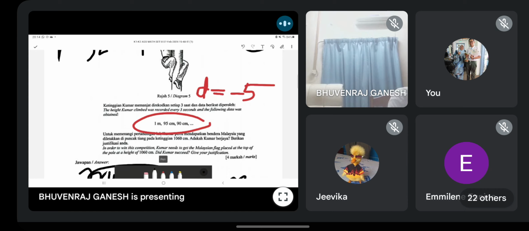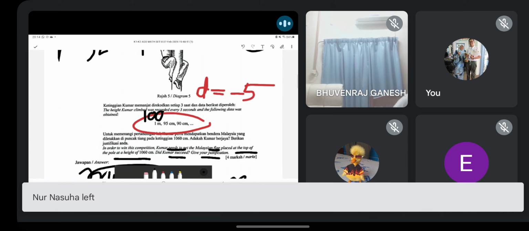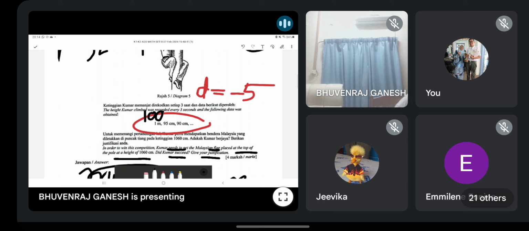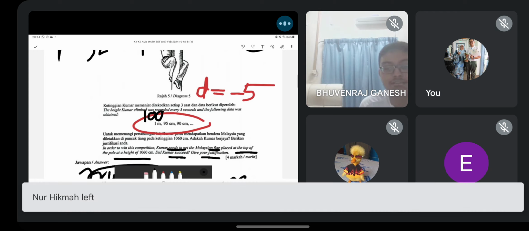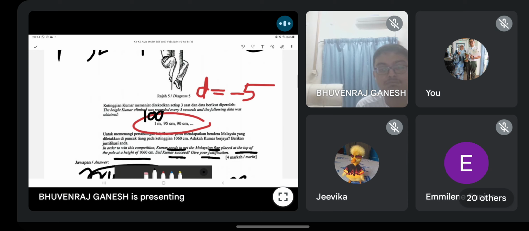Now the question asks, he needs to get a flag on top of the pole at the height of 1060 cm. So 1 meter first you convert to cm: 1 meter equals 100 cm. So they ask, did he succeed or not? First of all, what must you find first over here? SN or TN? For this question, must we use SN or TN? Are you sure?